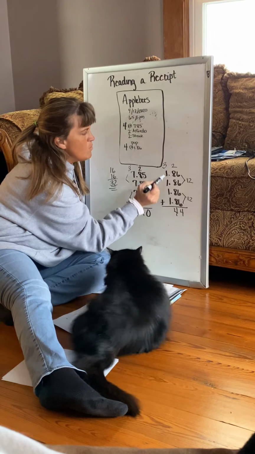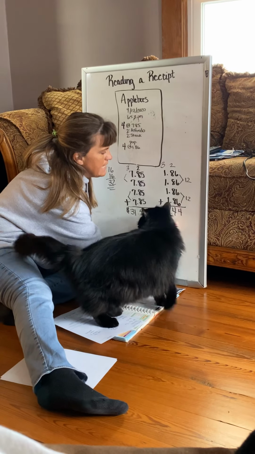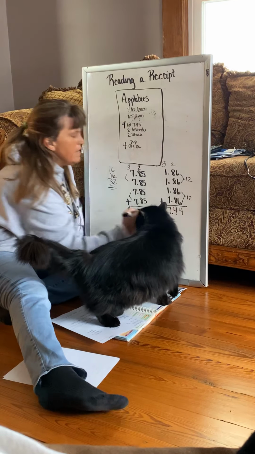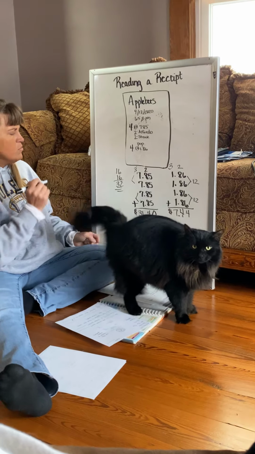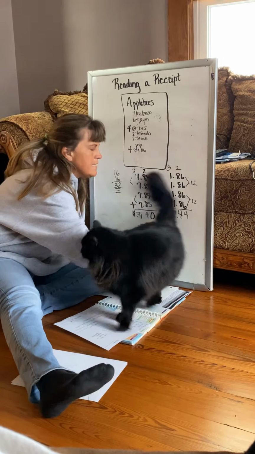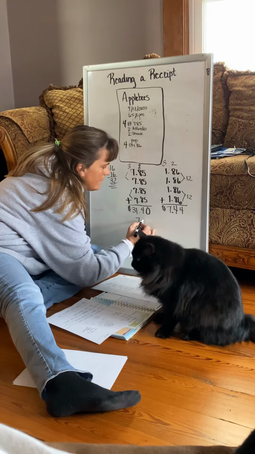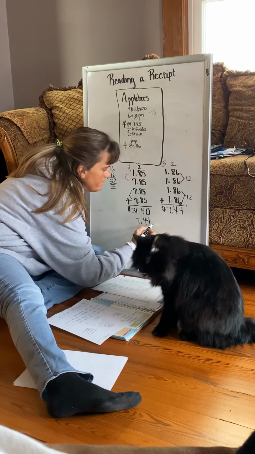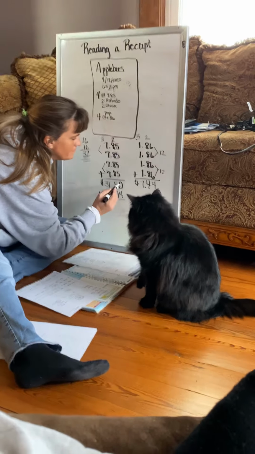So 3, 4, 5, 6, 7. Remember that decimal point. All right. Am I done? No. Am I only paying for pop? No. So I am going to take this and I am going to add my $7.44 over here for my total bill amount before tax.